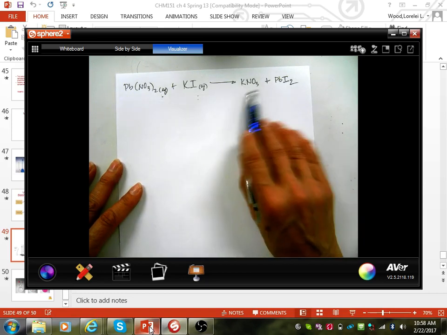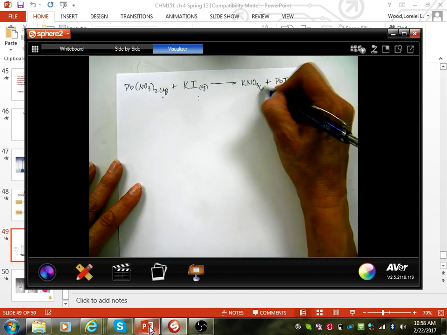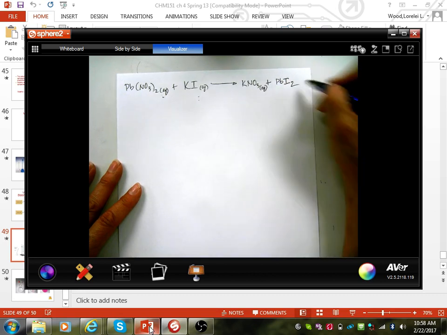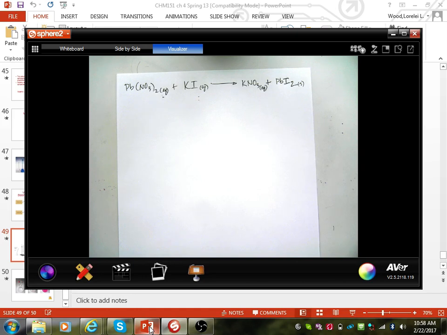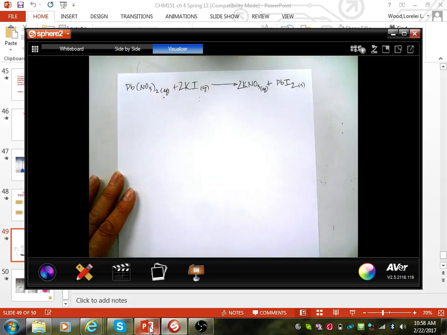Now, knowing what you know about solubility rules, which one of these is probably the aqueous solution? The nitrate, because nitrates are infinitely soluble. They never precipitate with anything. Iodides are often insoluble, especially when they come into contact with lead. All right, so we've got to balance this. A 2 there and a 2 there balances it, right?